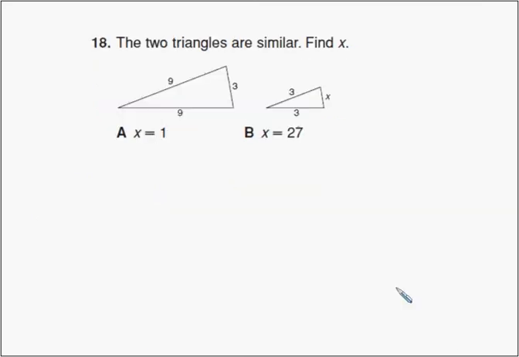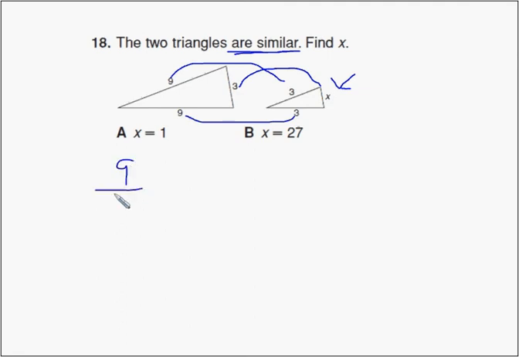And look at number 18. So we're looking for a missing size. If these two triangles are similar, they have the same proportions, what would this size be? So let's do our corresponding sides. This corresponds to this. This corresponds to that. This corresponds to this. So you write it out, 9 to 3.